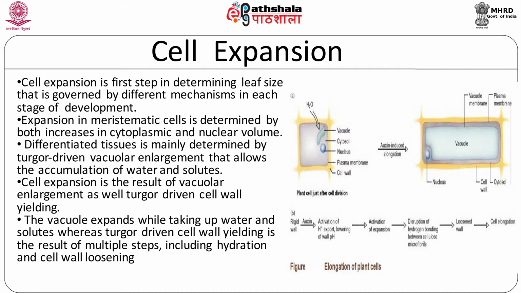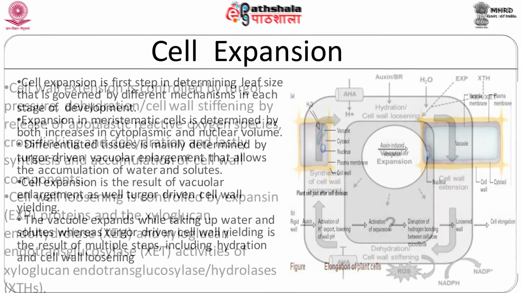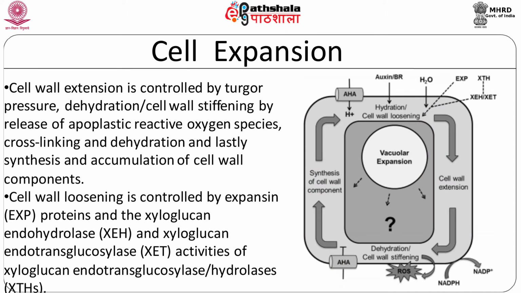Cell expansion is a result of vacuolar enlargement as well as turgor-driven cell wall yielding. The vacuoles expand while taking up water and solutes, whereas turgor-driven cell wall yielding is a result of multiple steps including hydration and cell wall loosening. Cell wall extension by turgor pressure may be opposed by dehydration or cell wall stiffening by release of apoplastic reactive oxygen species and cross-linking, as well as by synthesis and accumulation of cell wall components.